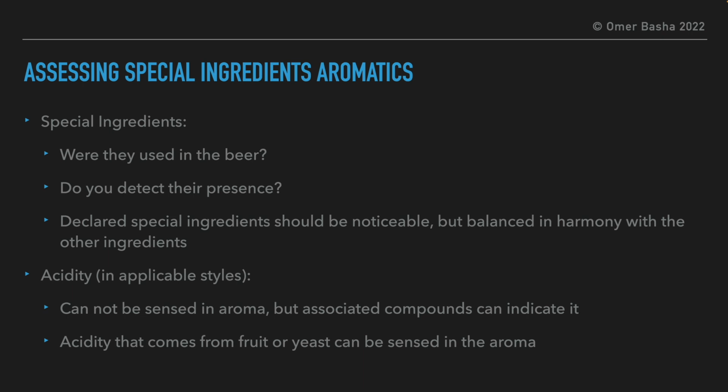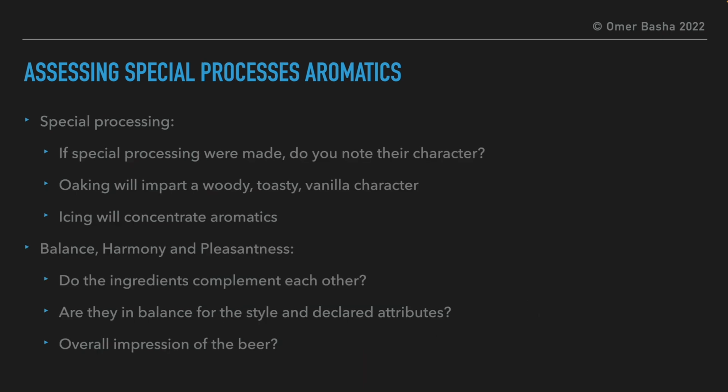Acidity in beer that comes from fruit additions or fermentation will be felt in the aroma. If we were told that the brewers used special processes to prepare the beer, then we need to evaluate if they added anything to the beer. For example, if we were told that the beer was aged in wood, we would expect woody, toasty, or vanilla aromas. If the brewer carried out cold distillation, the flavors of the beer will be more concentrated.